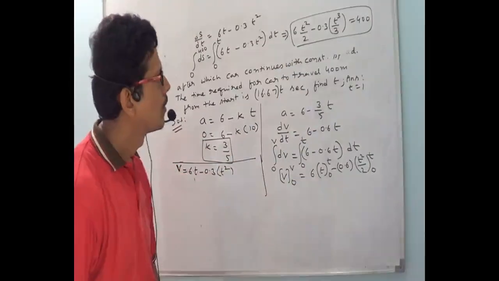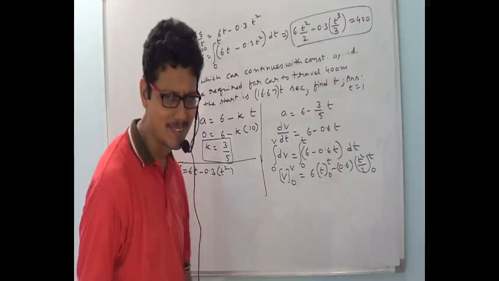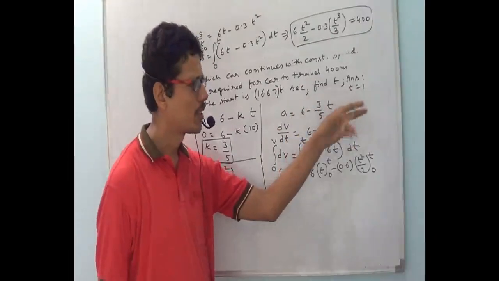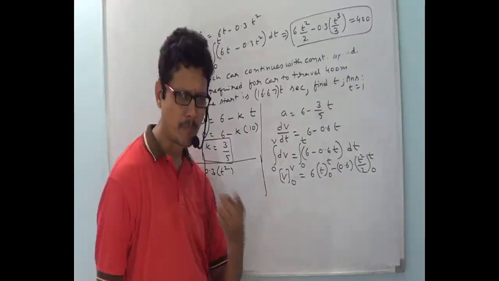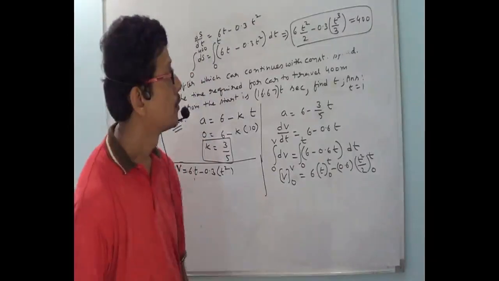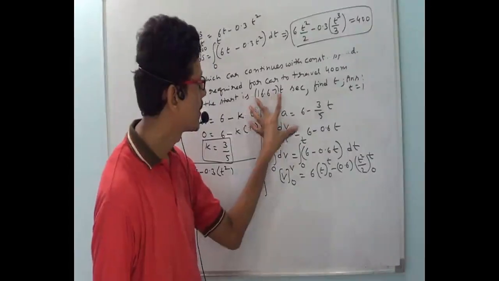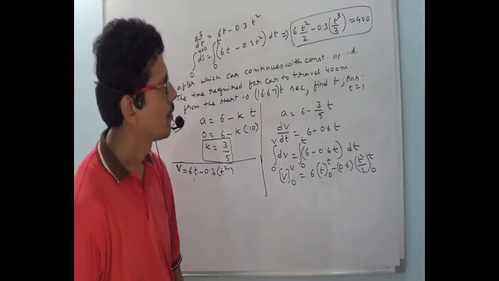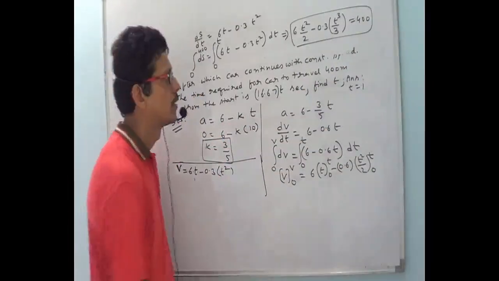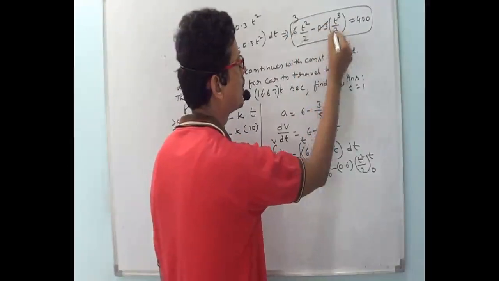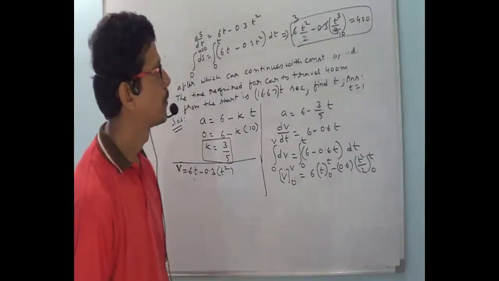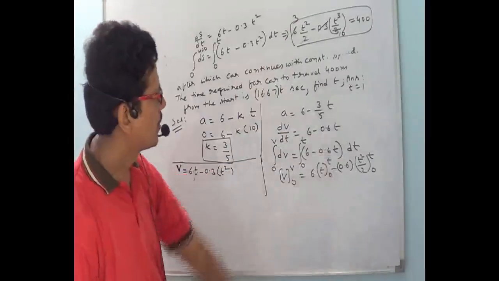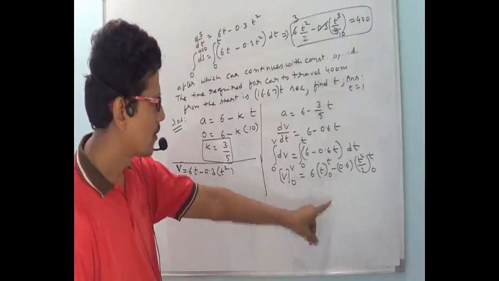Can I take t square common? Cannot take. This is not a quadratic equation. The cube term is also there. Okay, just put 16.67, because the answer option is integer type, maybe 1, 2, 3 up to 9. Answer cannot be 0. So first substitute 16.67 and check whether you are getting 400 or not. This goes 3 times, this goes 10 times. Okay, just verify this option.